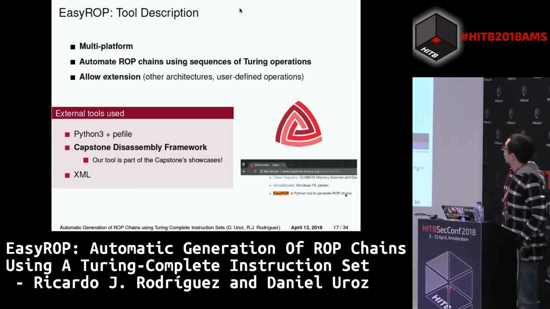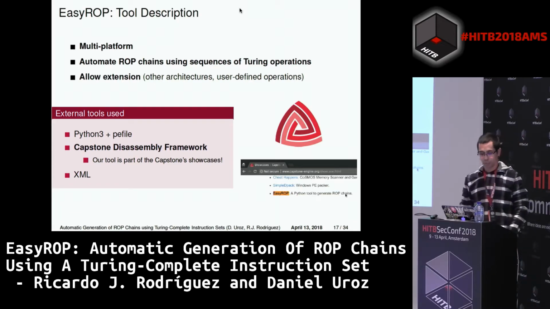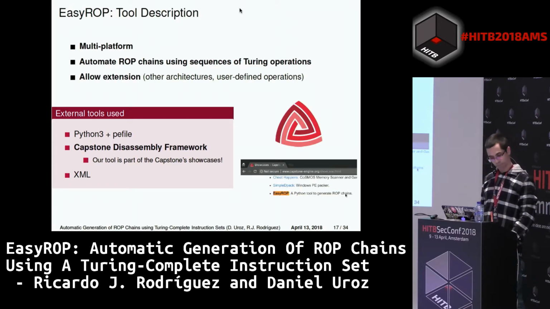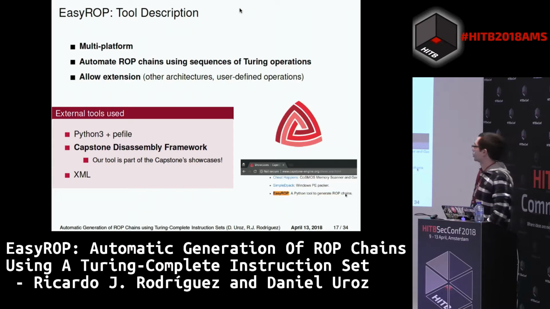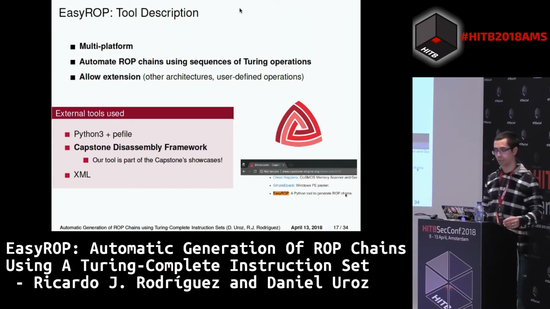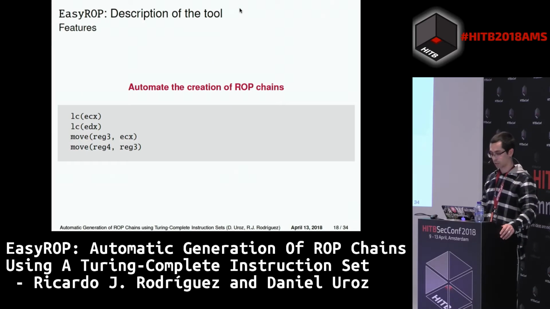We have used Python 3 instead of Python 2, and we also have used the Capstone disassembly framework. In fact, our tool is part of the Capstone showcases on the Capstone website. For the user-defined operations and for defining the Turing machine operations, we have used XML. Maybe it's a bit old, but we are still working on it.